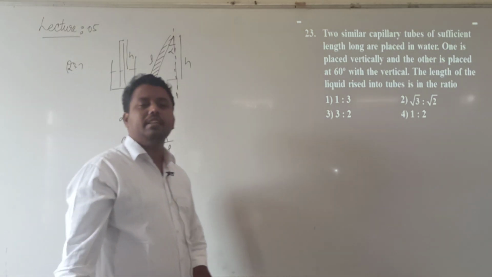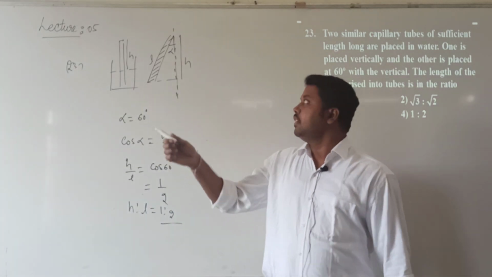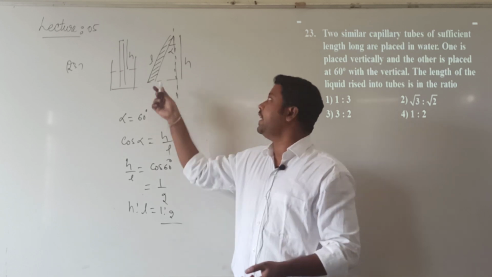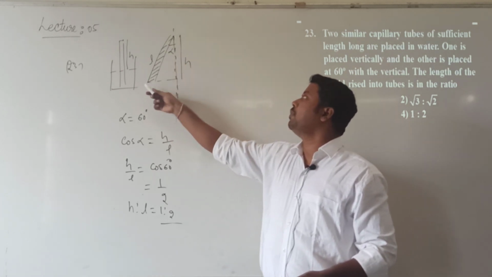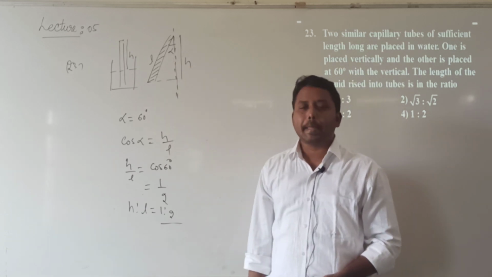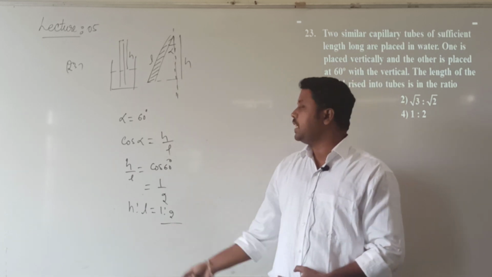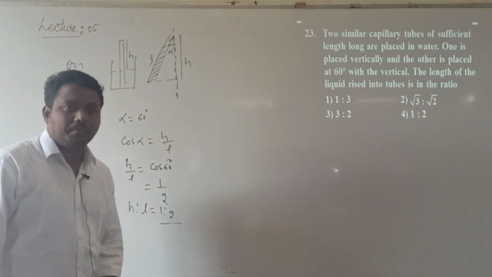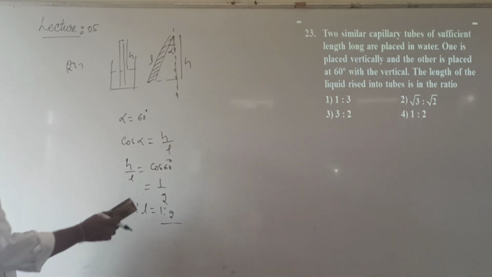What is H and what is L? H is the rise of the liquid when it is placed vertically, and L is the length of the liquid column when the capillary tube is inclined at an angle alpha with vertical. Clear? So that ratio H by L is equal to 1 is to 2. So next question.